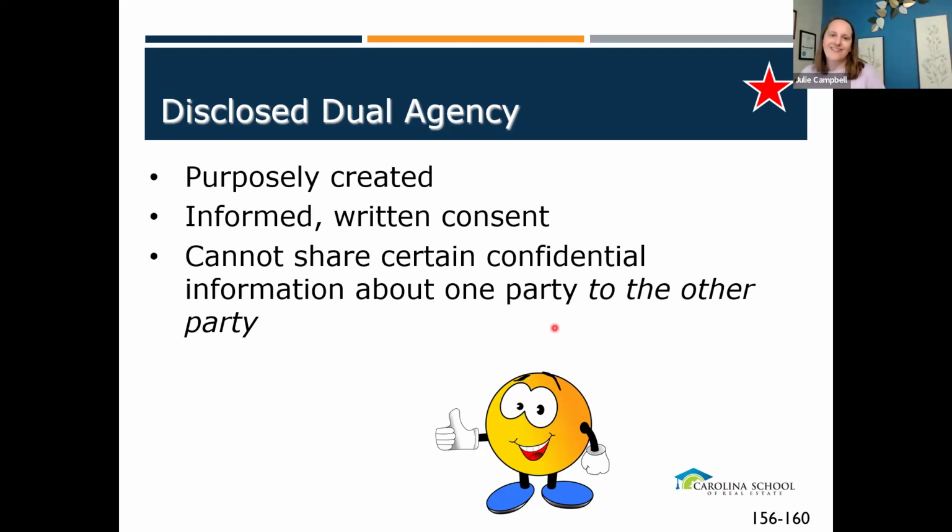Oh, and by the way, even if you're a dual agent, we always have a duty to discover and disclose material facts. Now what I'm saying is I don't care what your role is. Are you a single agent? Are you a dual agent? I don't care. We always have a duty to discover and disclose material facts.